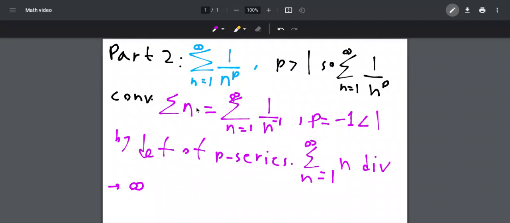So again, we know the harmonic series diverges to infinity, just as this series of all natural numbers diverges to infinity.